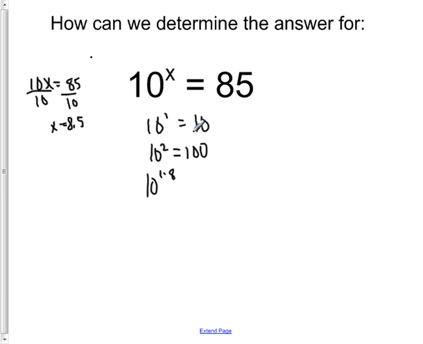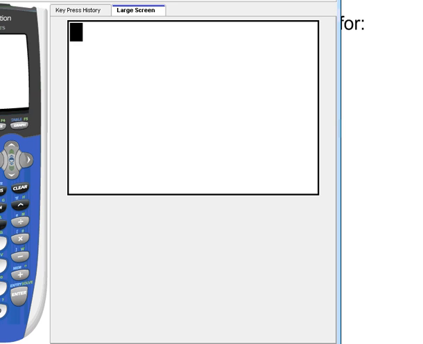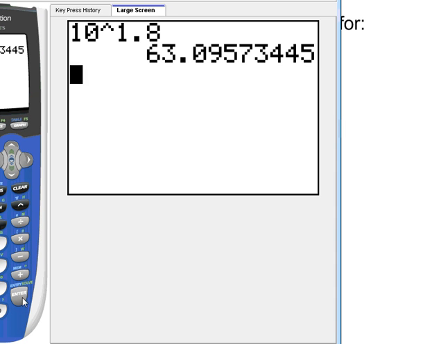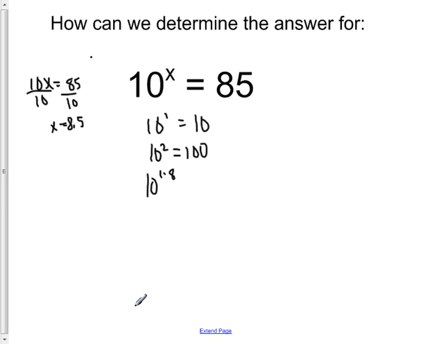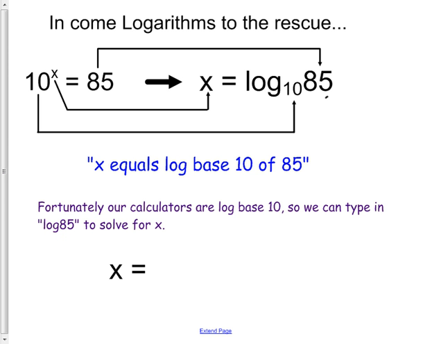And so you just get out your calculator and you just start typing them in. So I'd say, well, okay, 10 to the 1.8. Let's see, that is, ooh, 63. So that's not close enough. So let's try 10 to the 1.9 maybe. Okay, we're closer. And you can just keep doing this until you get to 85. The problem is, this is just a lot of work, and there's got to be a quicker and easier way. So, in come logarithms to the rescue.